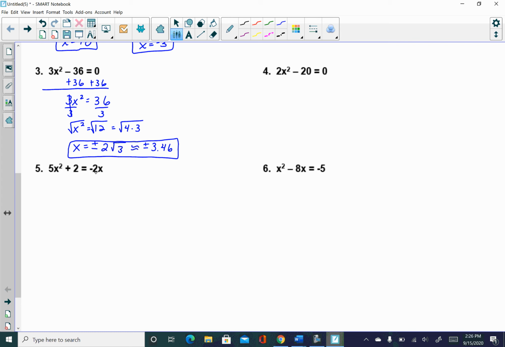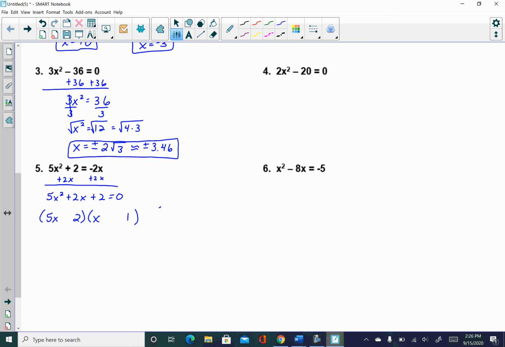In number 5, first thing I need to do is I need to get this equal to 0, so I add 2x, because I'm trying to find the zeros. 5x squared plus 2x plus 2 equals 0. Then from here, I try to factor if I can. So think about my guess and check. The only way to multiply to give me 5x squared, 5x times x. The only way to multiply to give me 2, 2 times 1.